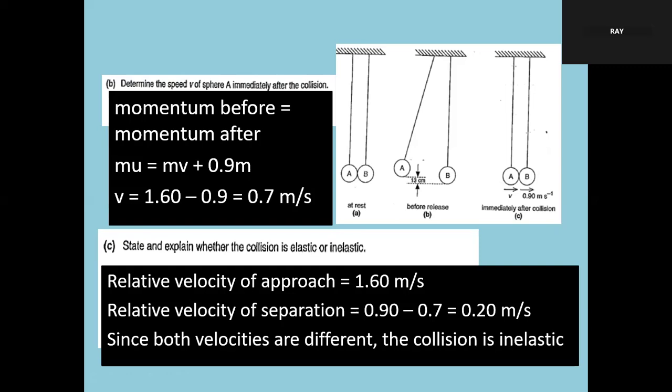Where's the separation? Relative velocity of approach is before collision. After collision, both of them are at different speeds, and this one is greater. So they are separating.